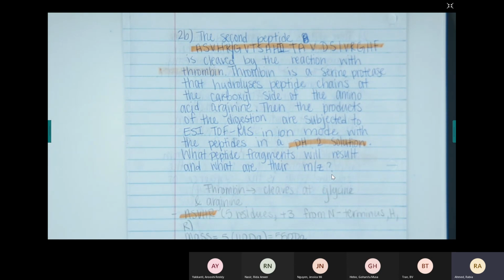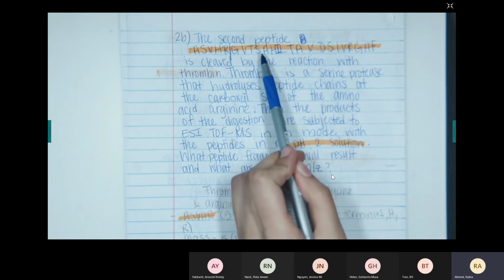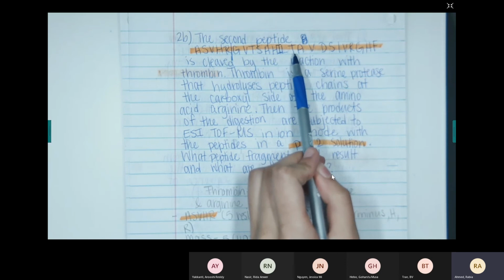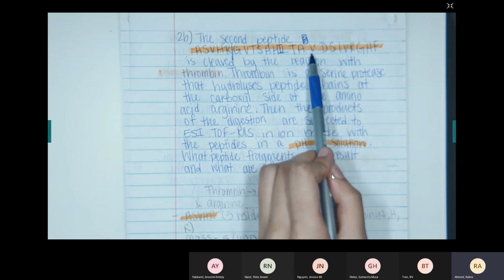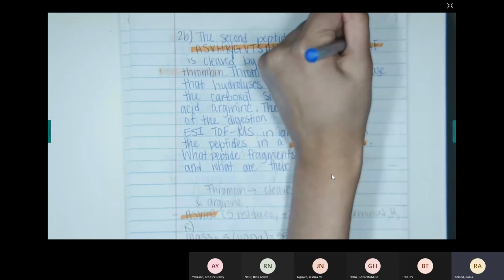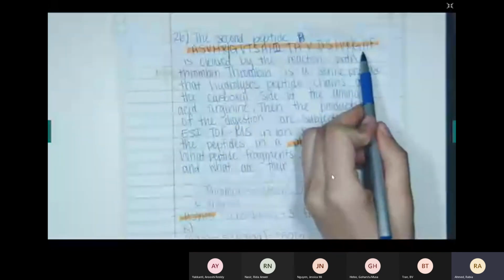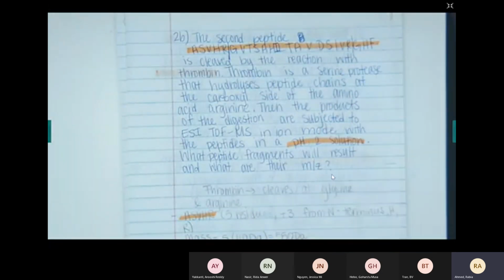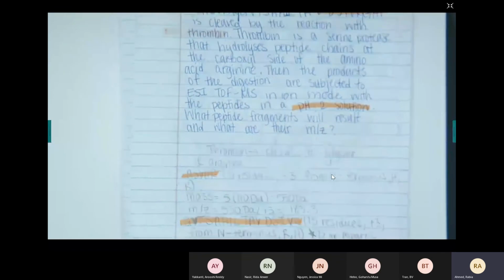And then the next one is going to be GVTSAHILTAVDSIVRG. So it cleaves here again because arginine is here, and then glycine, and then HF. So we have 3 little sequences.